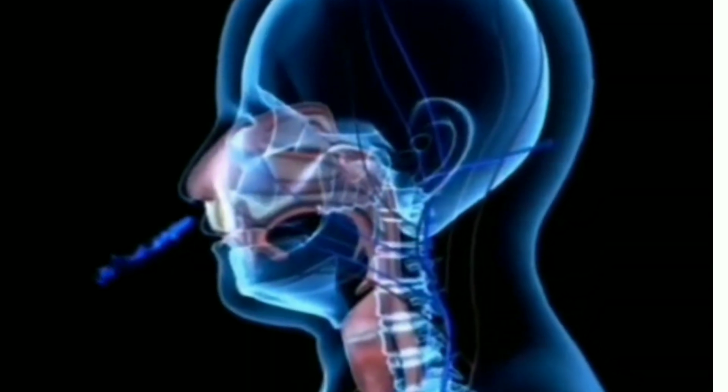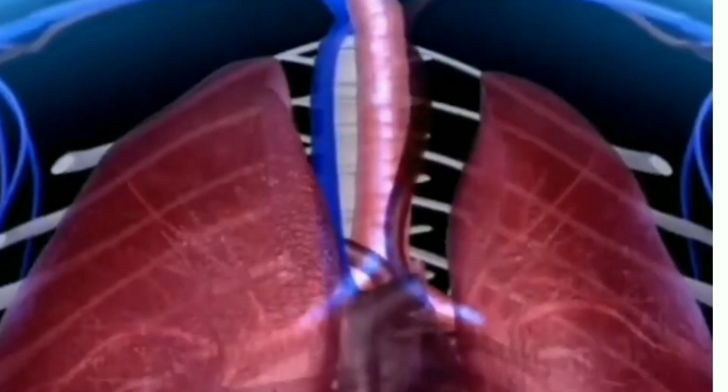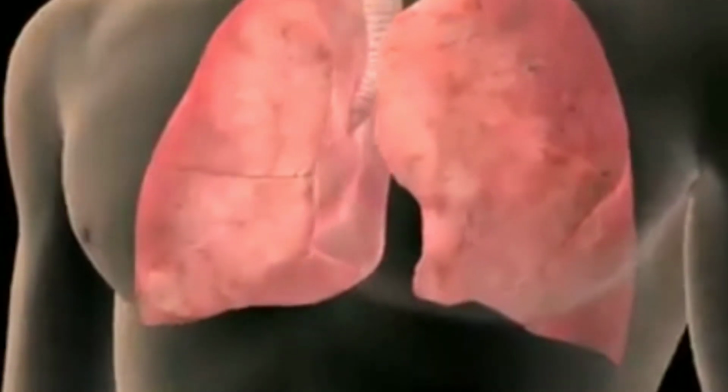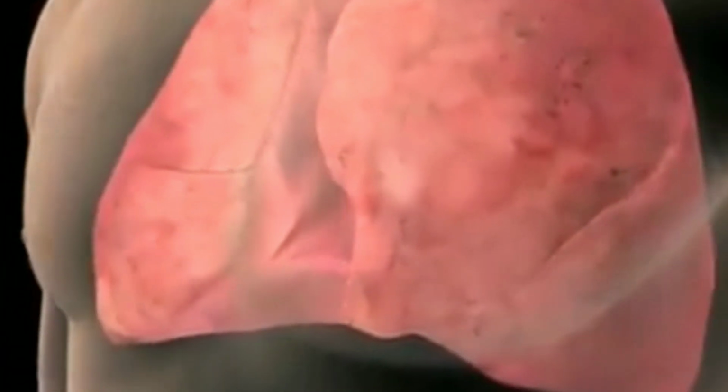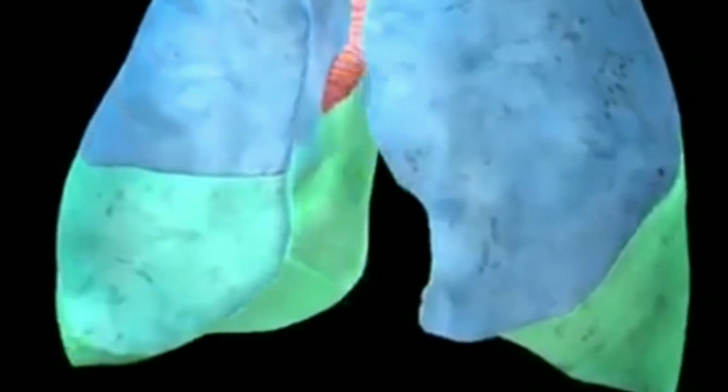Inhalation. The diaphragm, a dome-shaped muscle beneath the lungs, contracts. Simultaneously, the intercostal muscles between the ribs lift the rib cage. These actions increase the chest cavity's volume, creating a pressure gradient that pulls air into the lungs.